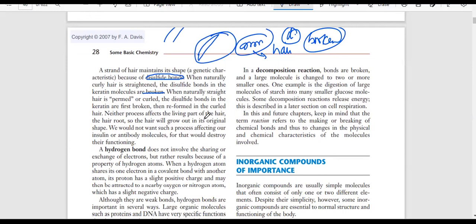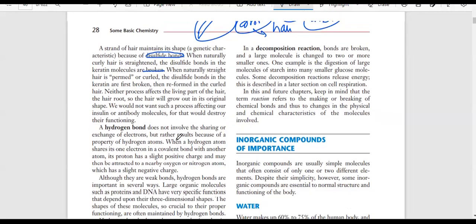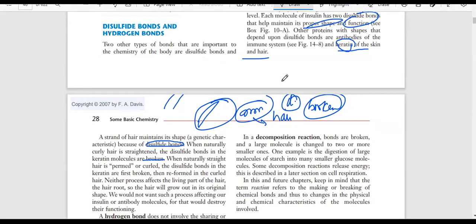Neither process affects the living part of the hair, the hair root, so the hair will grow out in its original shape. We would not want such a process affecting our insulin or antibody molecules. Further, it would destroy their functioning. So this is the second example of a disulfide bond.